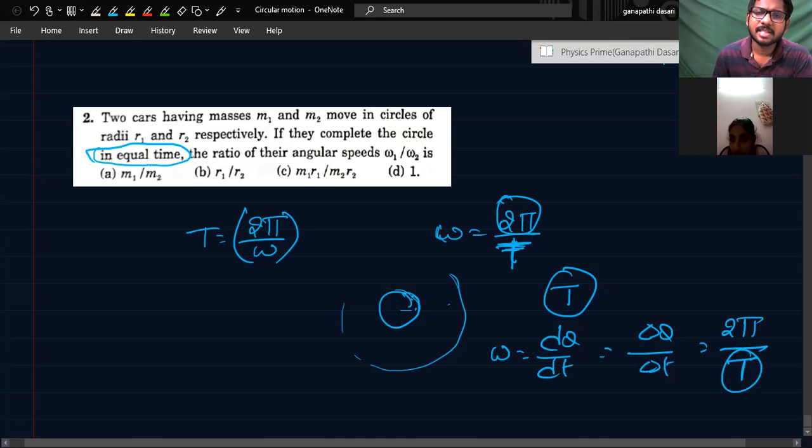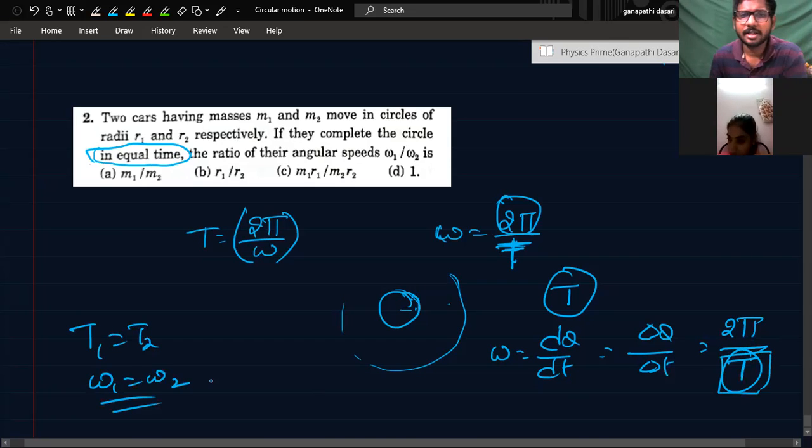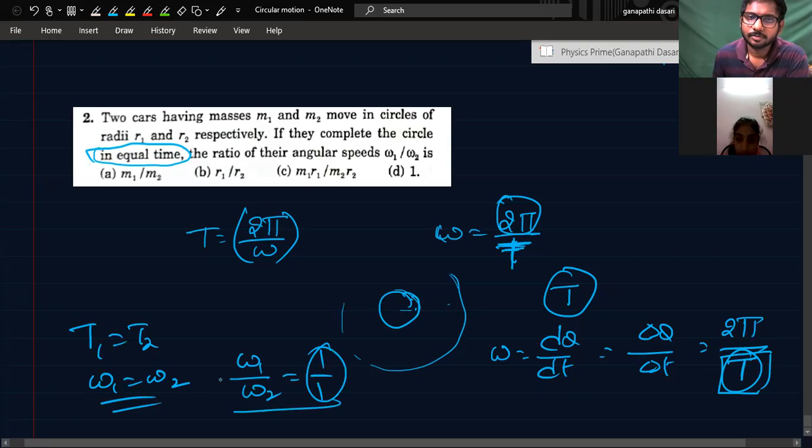Both of them complete the circle in equal time, which means time period T1 is equal to T2. That implies omega 1 is equal to omega 2, so omega 1 by omega 2 is equal to 1. There is no bigger picture to it: because they both completed equal angles in equal times, the angular velocity is equal, right? Angular speed is equal.